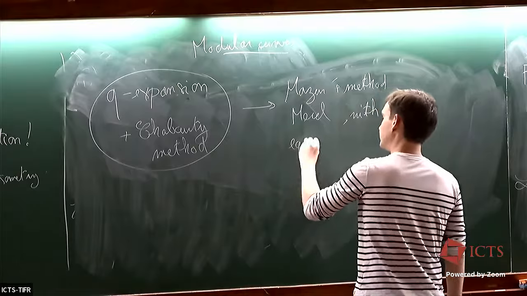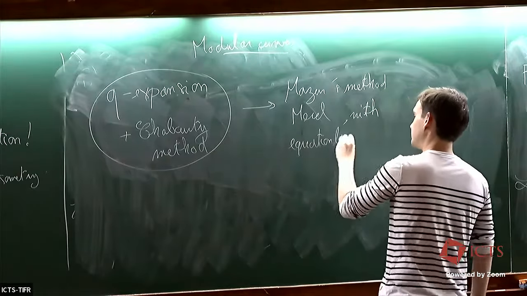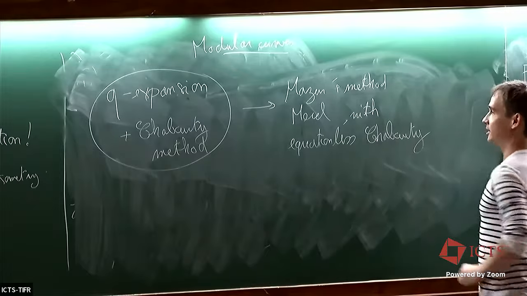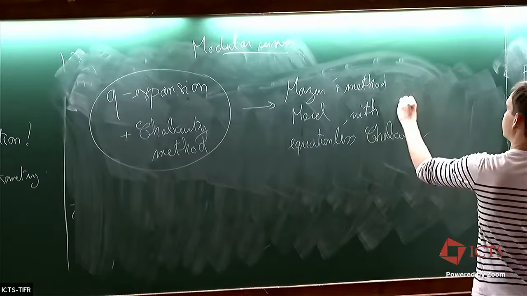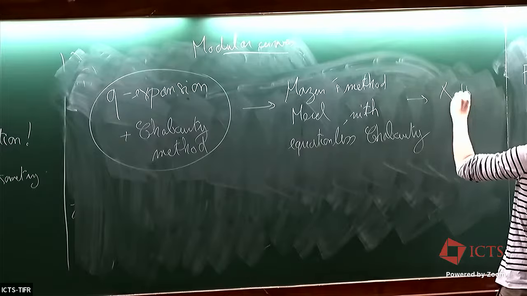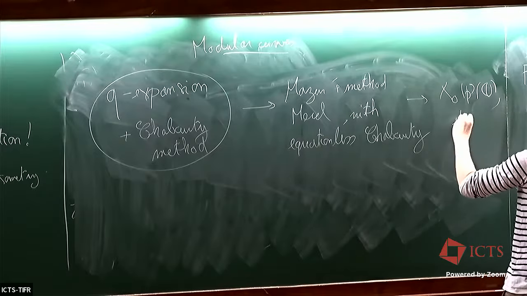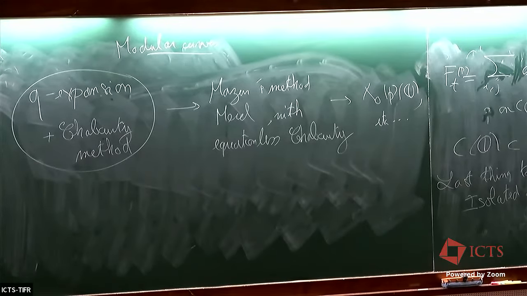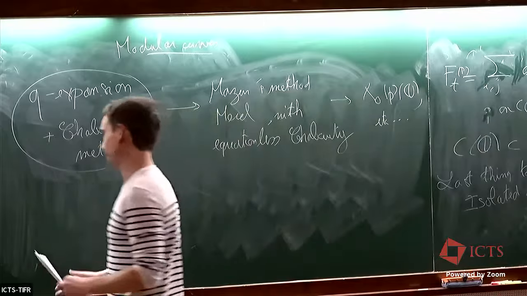With equationless Chabauty, for example, the image of P of Q was found, etc. So if you have Q-expansion plus Chabauty, you can work it out and you can determine a lot of points on a lot of modular curves.